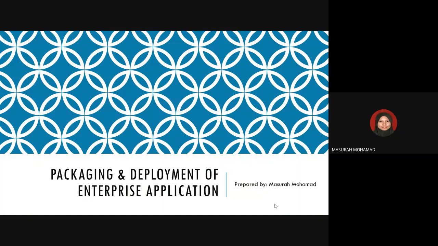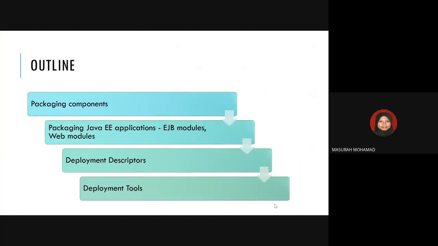So this is the last chapter of this subject, known as packaging and deployment of enterprise applications. Let's look at the outline of this chapter. The first one is packaging components. Number two, packaging Java EE application, which involves EJB modules and web modules. Number three is deployment descriptors, and number four, deployment tools.